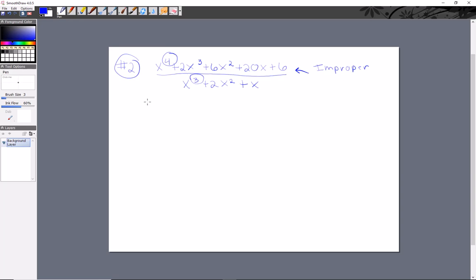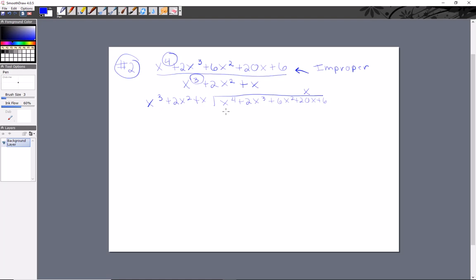Watch what happens. So just take that denominator, x to the 3rd plus 2x squared plus x, and here we go. Kind of a lot to put under there, although we're only really going to do one step. So x to the 4th plus 2x to the 3rd plus 6x squared plus 20x plus 6. In fact, we're only going to do one part of the division, and we just need whatever we need to multiply to x to the 3rd to match up to the x to the 4th. That will just be x.